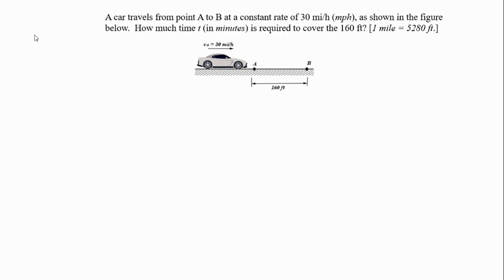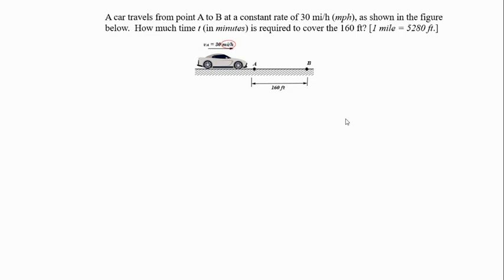So in the first example here, you have a car moving at a constant rate, aka constant speed, of 30 miles per hour. It is noted as mi divided by h, or you can say mph, which is the accepted shorthand for miles per hour. And then it says that it's going to cover point A to B, which is a distance of 160 feet. Okay, so the question asks us how much time would it take for the car here to cover this much ground. So let's go ahead and knock it out.